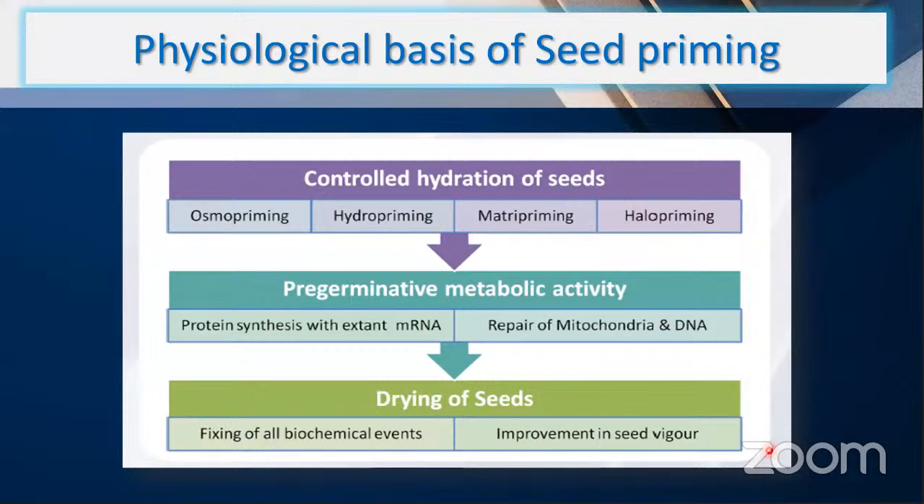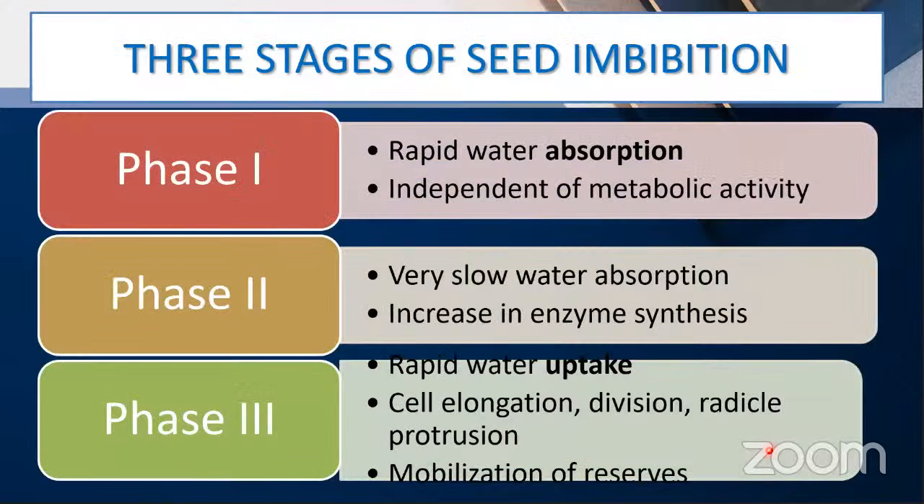Let me go to the next slide. This is to deal in detail with the priming process. The three stages of imbibition which allow germination are phase 1, phase 2 and phase 3. The priming process will allow only phase 1 and phase 2. It will not allow phase 3, which is normally cell elongation, division and radical protrusion. You will allow elongation, but not division and radical protrusion. So if you allow phase 1 and phase 2 of imbibition without phase 3, that means it is priming.